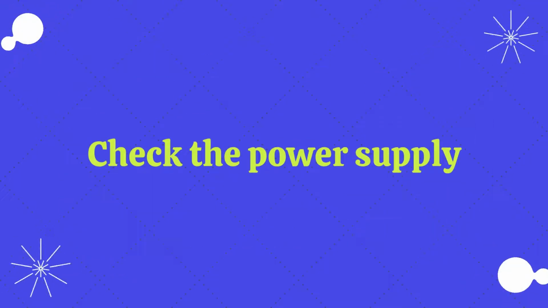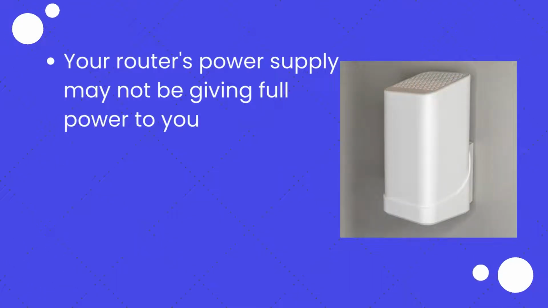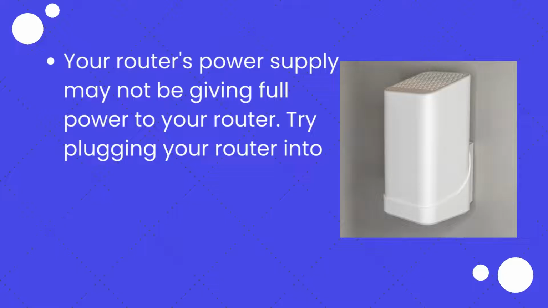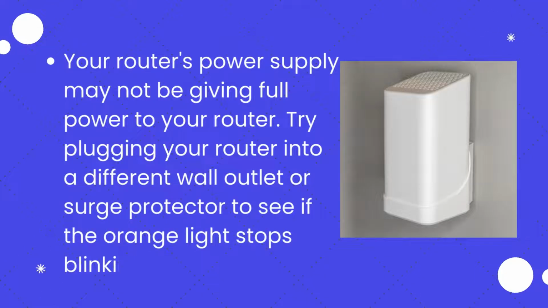Check the power supply. Your router's power supply may not be giving full power to your router. Try plugging your router into a different wall outlet or surge protector to see if the orange light stops blinking.